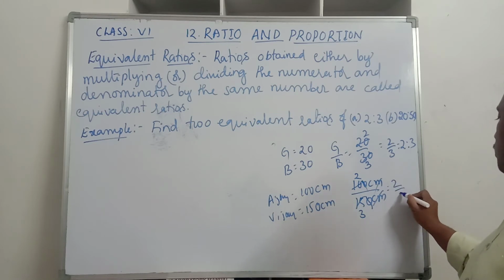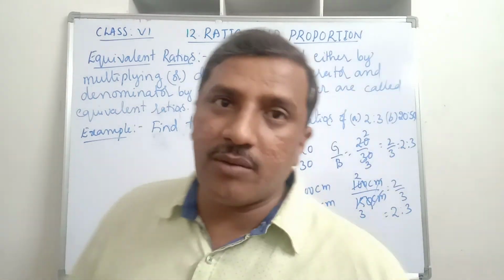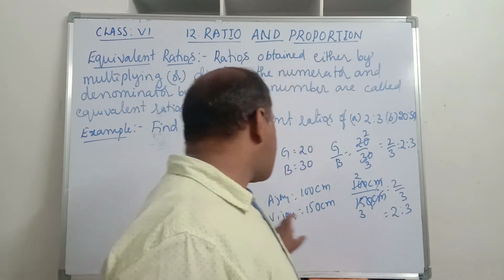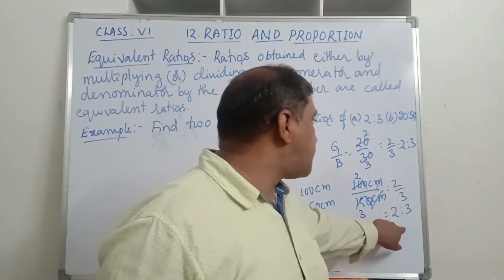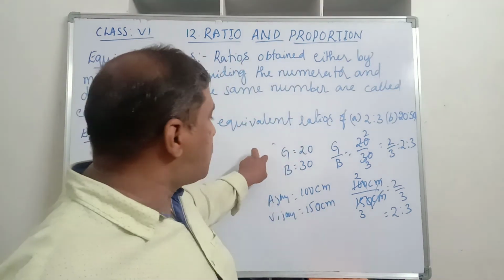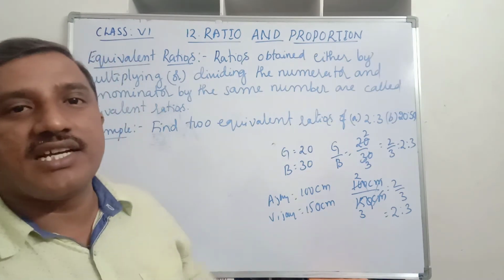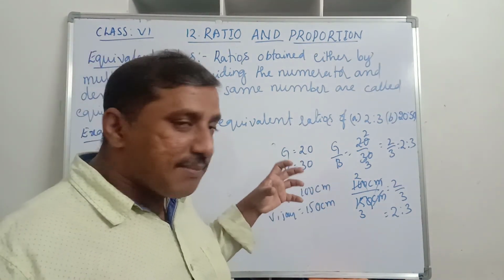That is 2 by 3, which means 2 is to 3. So in both situations, we got the same ratio, 2 is to 3. That is the ratio of the heights of Ajay and Vijay, 2 is to 3. The ratio of girls to boys of a class is 2 is to 3. In both situations, we got the same ratio.